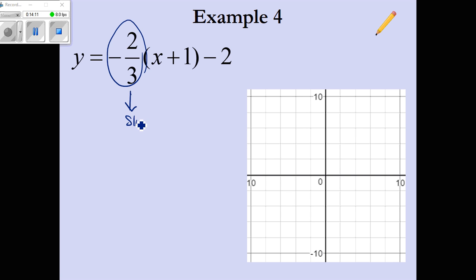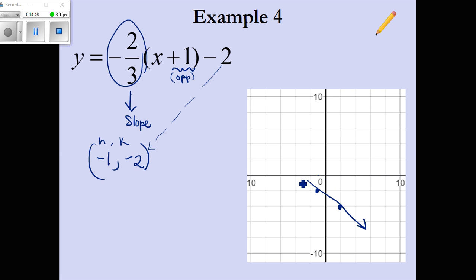Slope. Opposite of 1 would be negative 1, and negative 2 we would bring just down. So opposite of what's inside the parentheses, and then just bring down your k. This is your h, this is your k, this is your random point. So (negative 1, negative 2), make a point. Then use your slope. Down 2, right 3, make a point. There's your line. Okay?